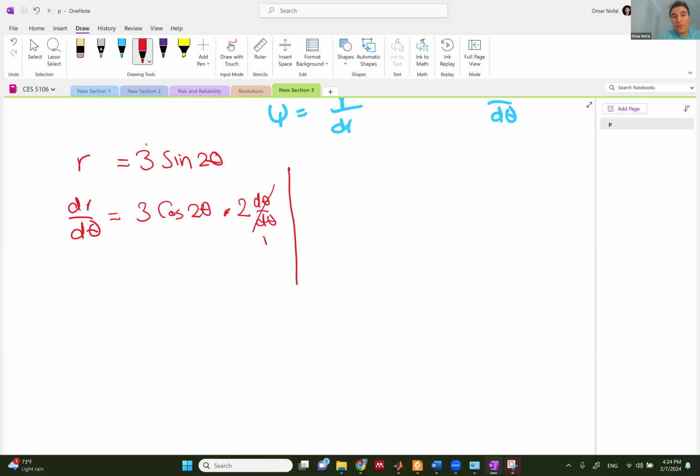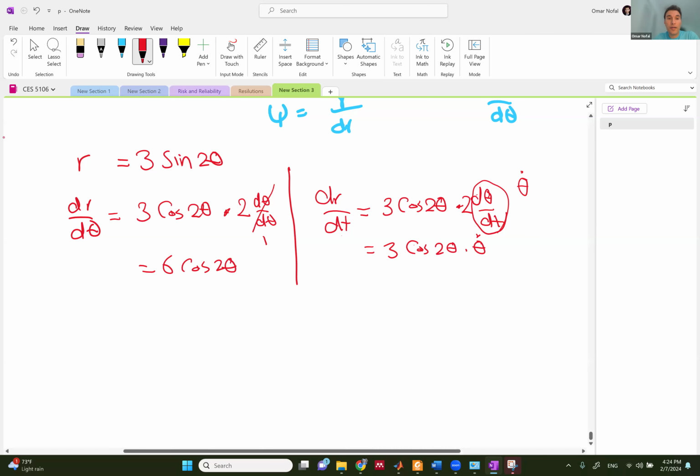But if you differentiate this with respect to t, this is going to be 3 cosine 2 theta multiplied by 2 d theta dt, because you differentiate with respect to t, not theta. And this is not equal to 1. This is equal to theta dot. So pay attention to this. And this is going to be 6 cosine 2 theta theta dot. So this is very, very important. Okay, let's get back.